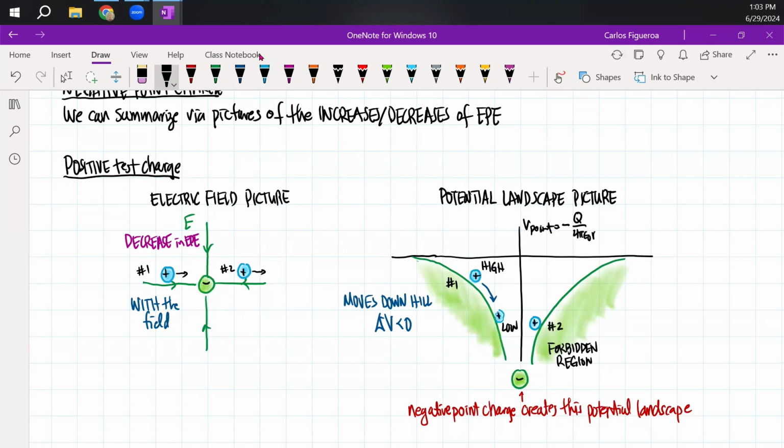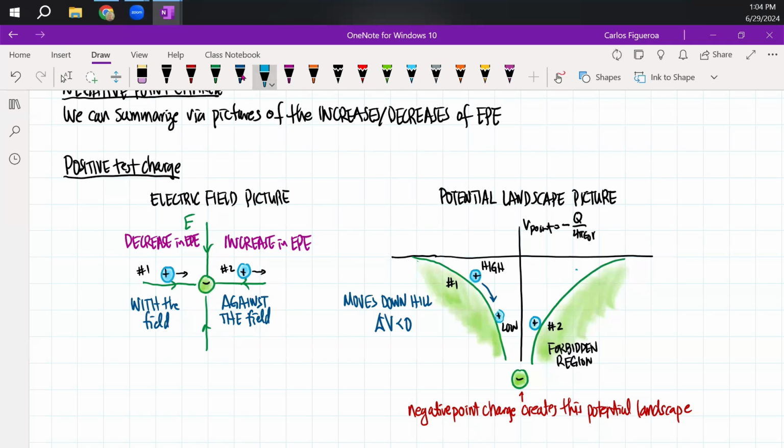So what I'm seeing here is that now this is moving against the field. If it's moving against the field, then what we would expect here is that this is going to produce an increase in electrical potential energy.